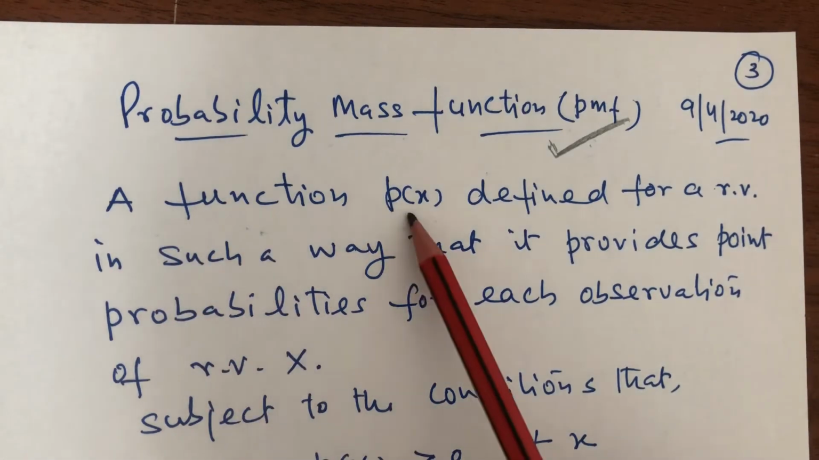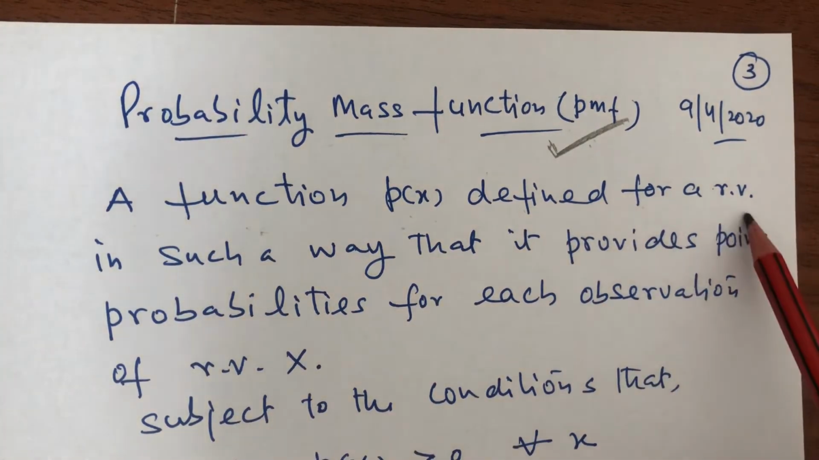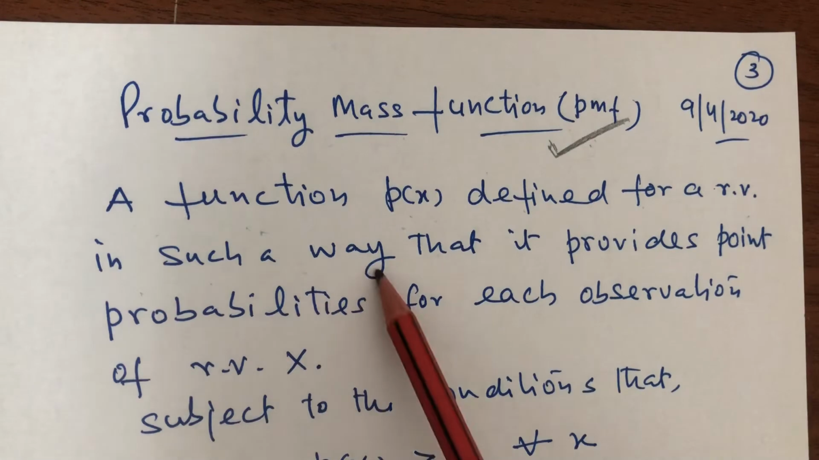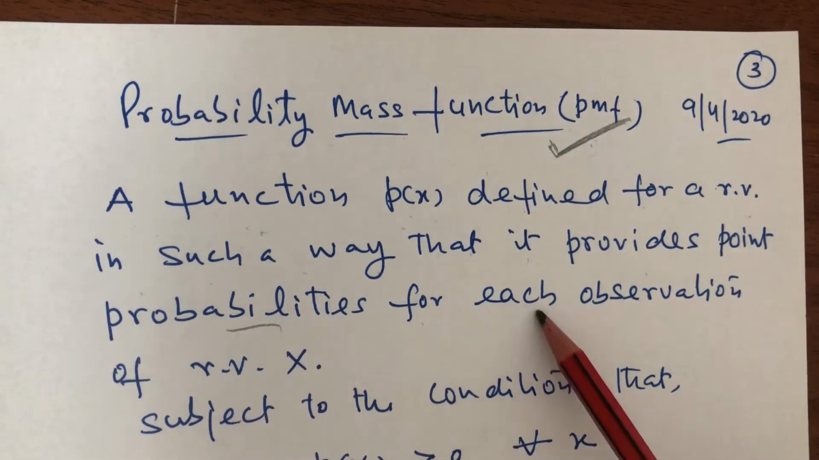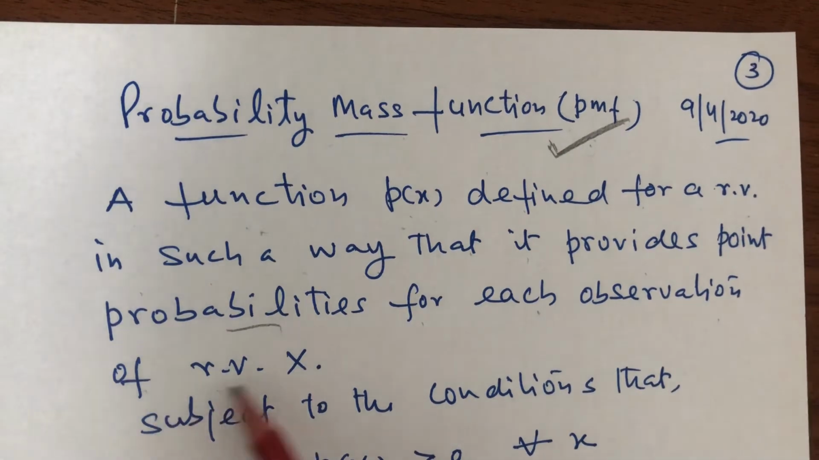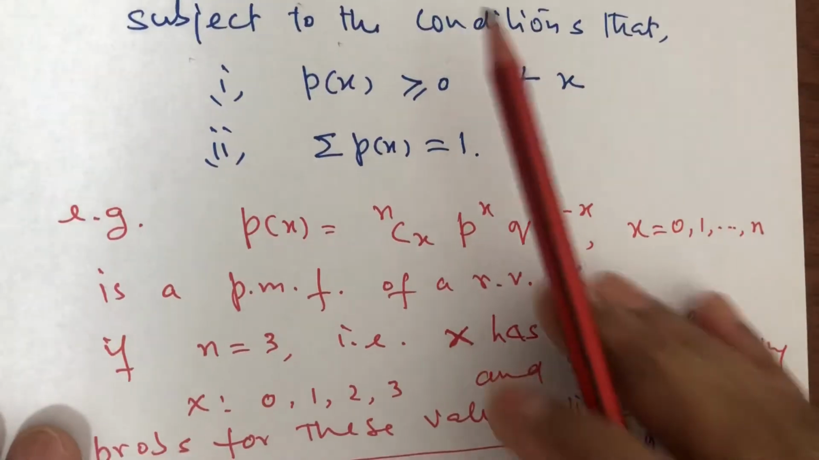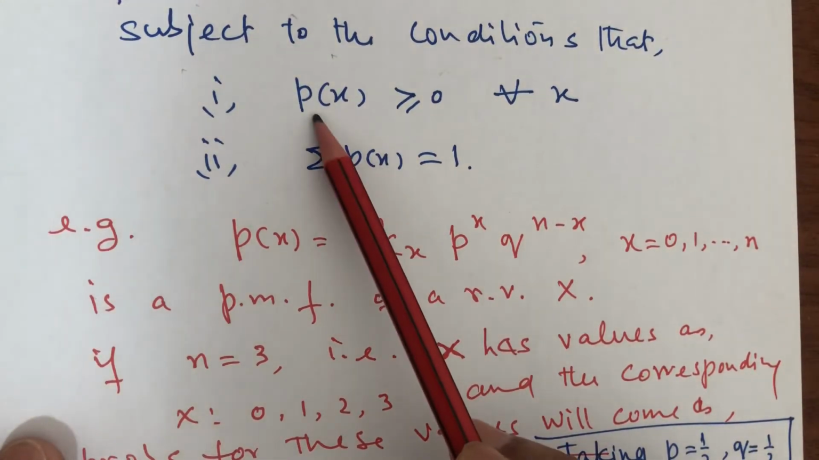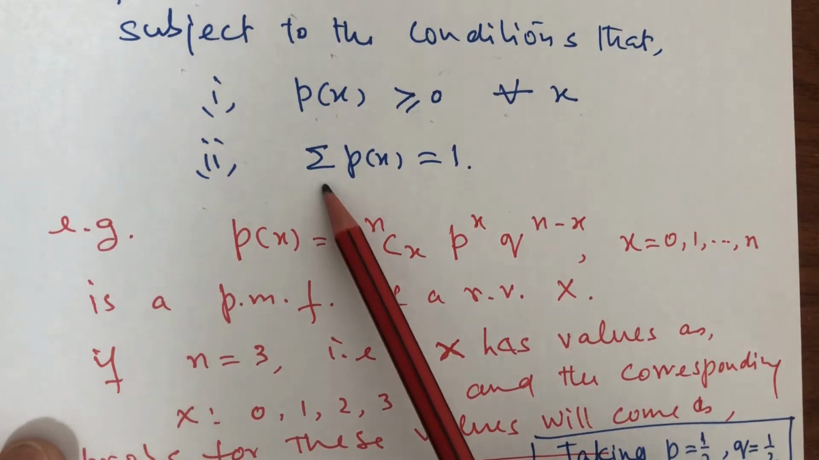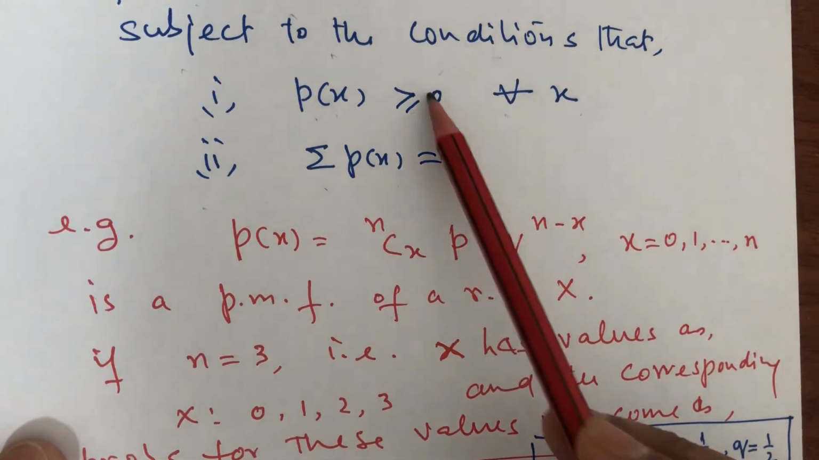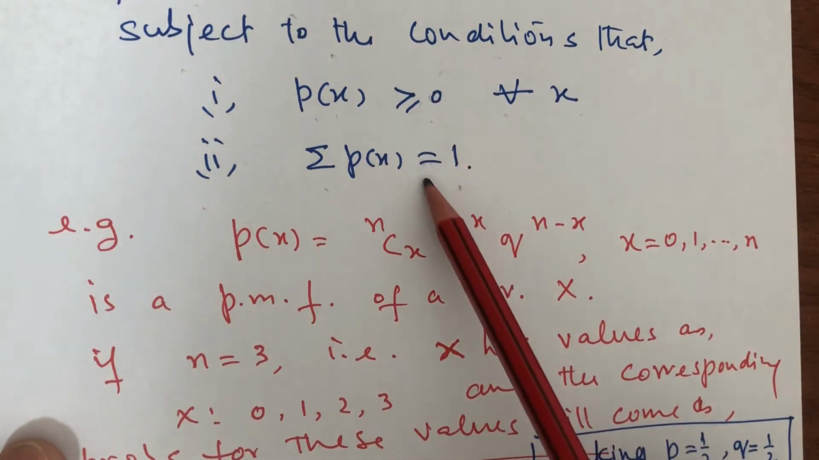A function P(x) defined for a random variable in such a way that it provides point probabilities for each observation of the random variable x, subject to the conditions that in no case P(x) is negative, P(x) is positive for every x, and whenever we add all P(x), we get 1. These are the two conditions for a function to be called a probability mass function.